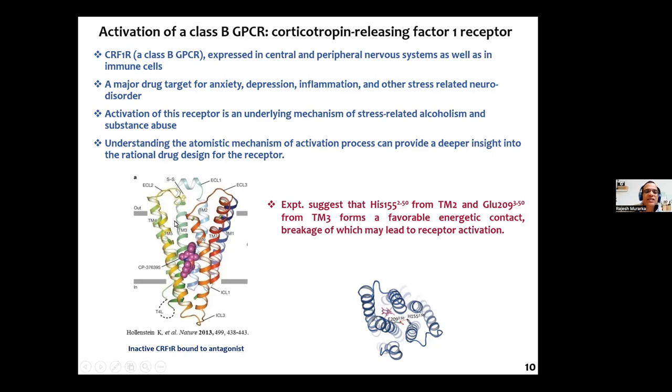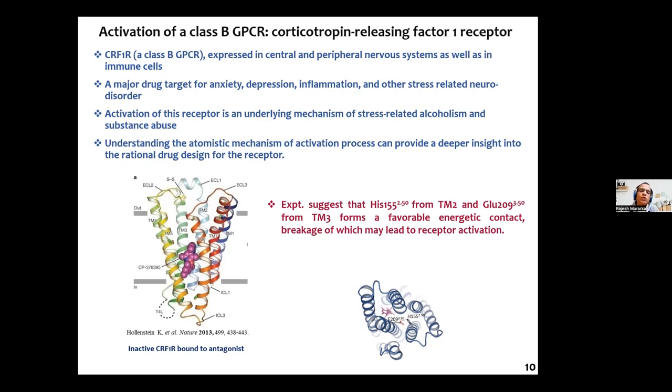So here you can see that compared to the class A receptor, where the binding pocket was near the extracellular surface, which is called the orthosteric binding pocket, for this class B receptor, particularly for this receptor, the pocket for the antagonist binding is much deeper inside the transmembrane core of this receptor, around 18 angstrom away from the extracellular binding pocket, okay? And then how to study the activation mechanism using computer simulation.